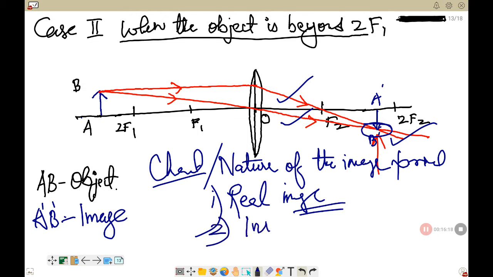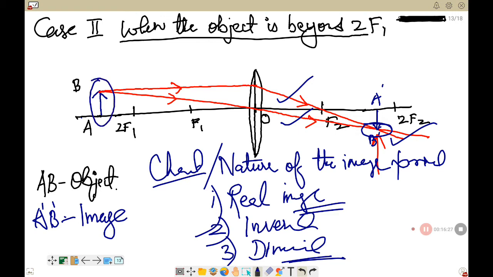Second one, it is inverted. Now compare the size, it is diminished. Yes, the image, the object was this big, the image has become a little smaller. So these are the three characteristics of the nature that you will write.